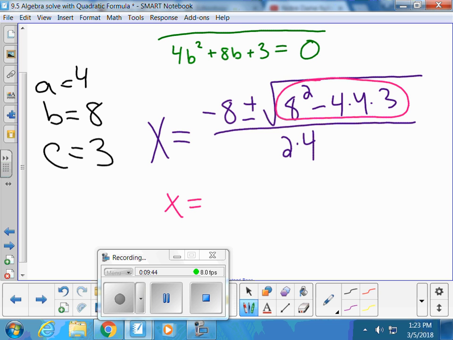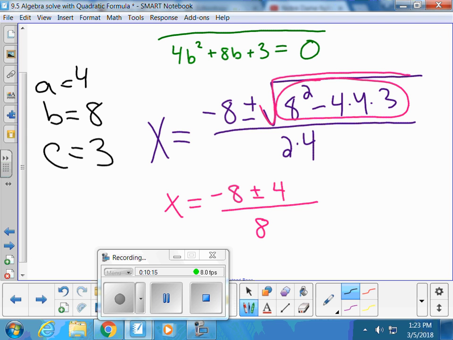Did anybody get that discriminant? Andrea? 16. Awesome. Why don't we go ahead and square root the 16 then? That is a perfect square, so we'll square root very nicely. What is the square root of 16? 4. Good. So yeah, once you get your discriminant, don't forget to square root it. It is under the square root symbol. I would go ahead and do my 2 times 4 on the bottom in my head. 2 times 4 equals 8.